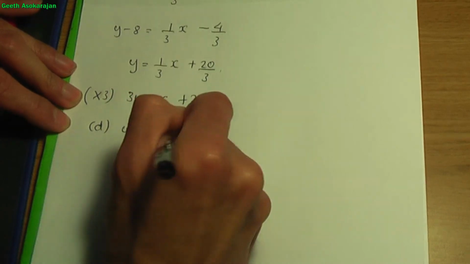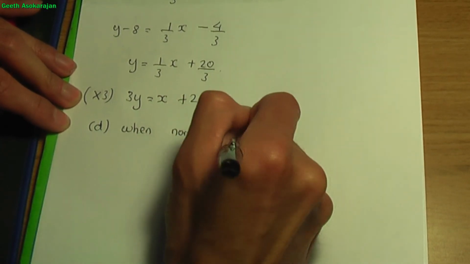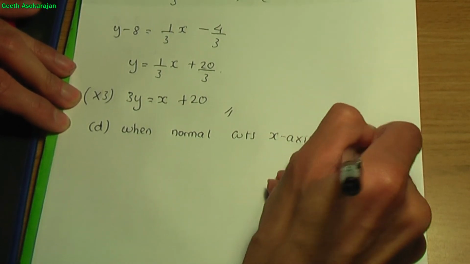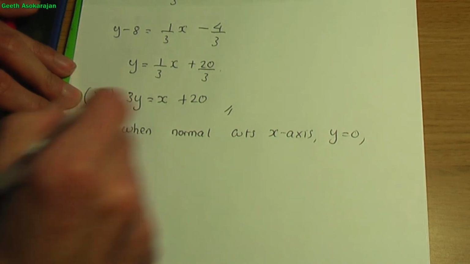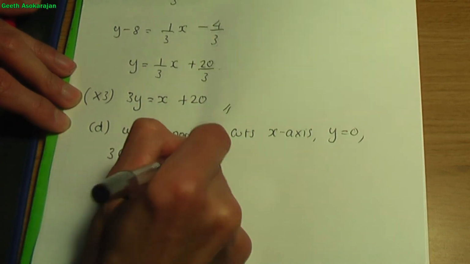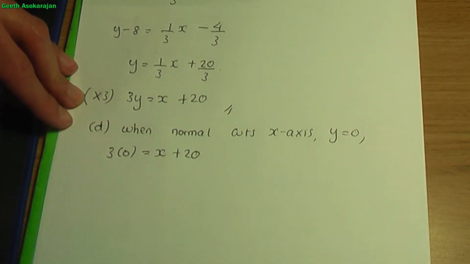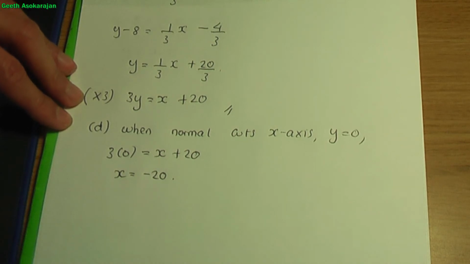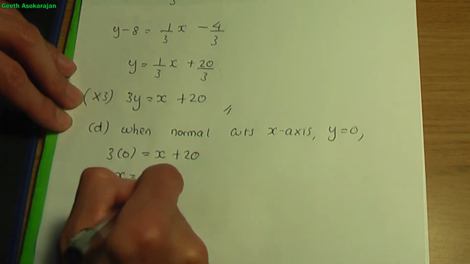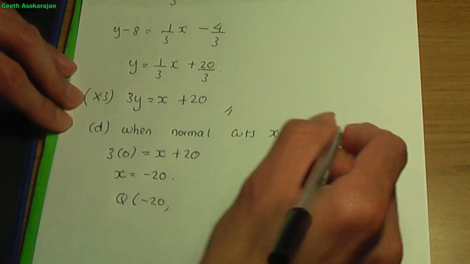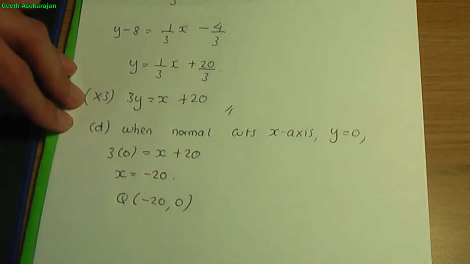So when the normal cuts the x-axis, y is 0. So if we put y equals 0 into this normal equation, we'll get 3 times 0 for y, equal to x plus 20. Now, if we rearrange this, we get that the x value is minus 20. So minus 20 is the x-coordinate of Q. So Q will have coordinates x being minus 20, and the y-coordinate 0.